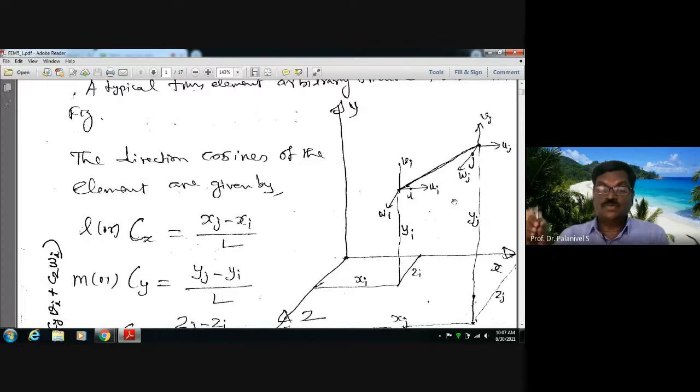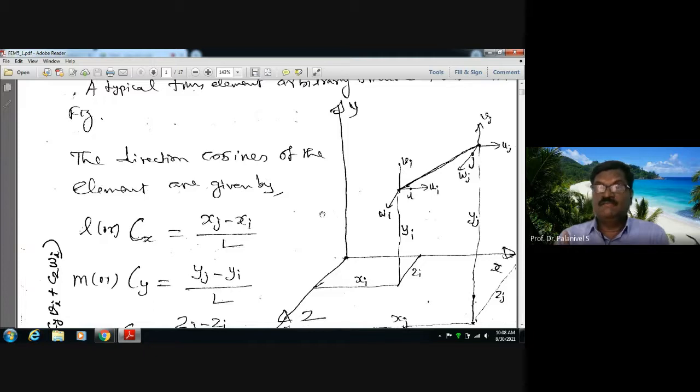There we used direction cosines. Whether you have heard of direction cosines or not, I don't know. Probably you must have heard it in your mathematics. Or in matrix method of structural analysis also you must have come across the term direction cosines. Direction cosine means nothing but it is the angle.